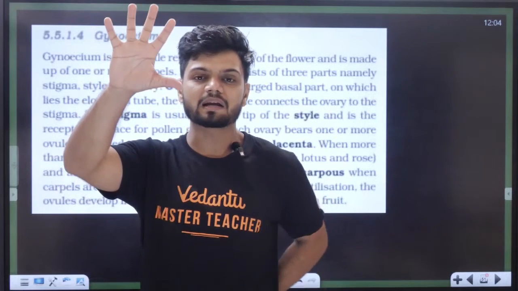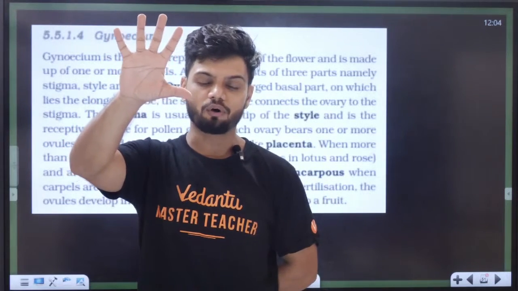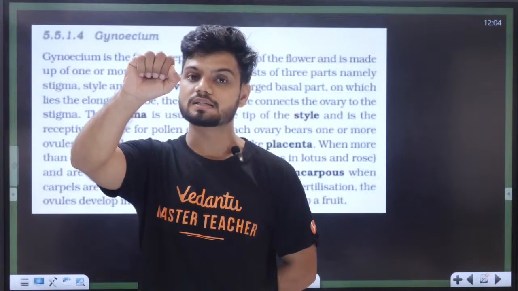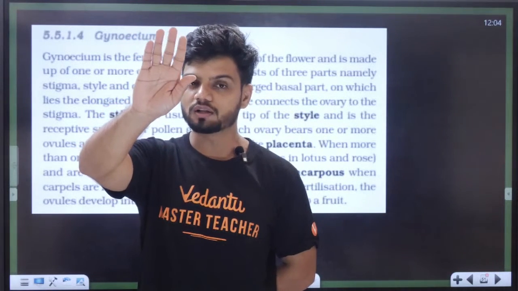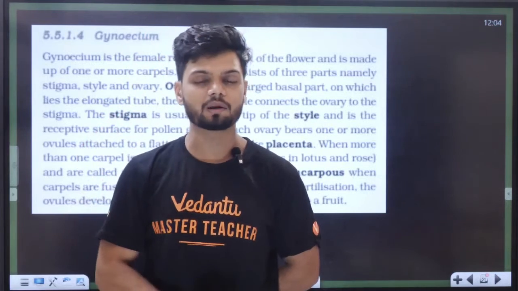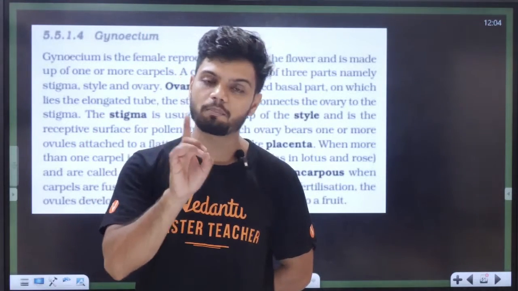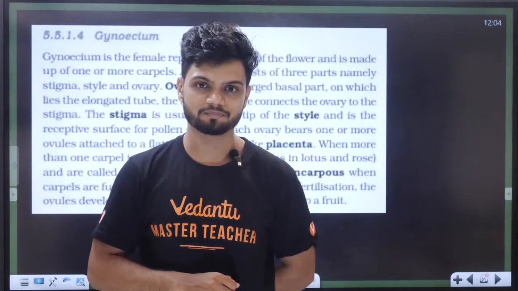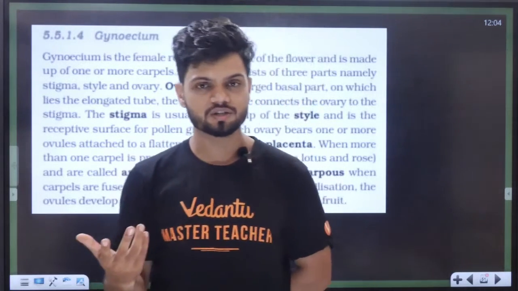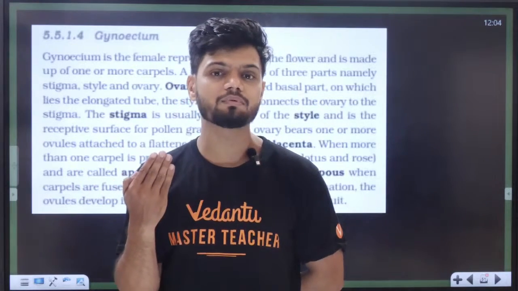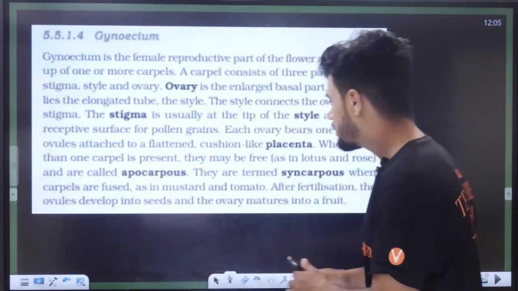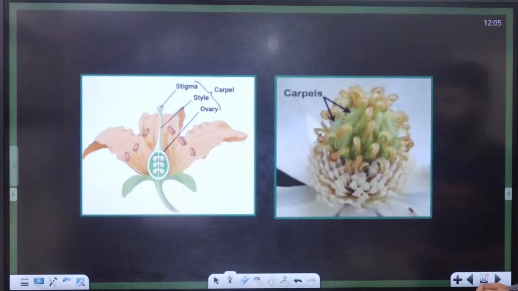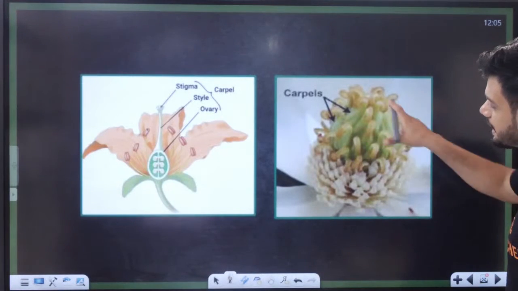If it is multicarpellary condition, and all the carpels are completely fused, what do you call that? Syncarpous condition. If all the carpels are free, apocarpous condition. So syncarpous, apocarpous, multicarpellary, monocarpellary or bicarpellary. Carpels can fuse, carpels can be free. That is apocarpous and syncarpous conditions. See here, multiple carpels, multicarpellary condition.